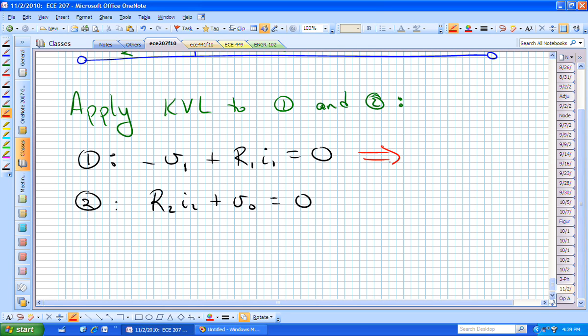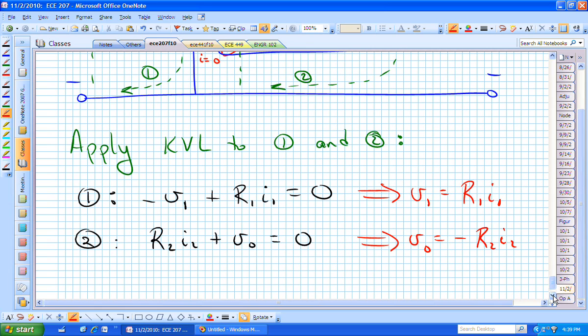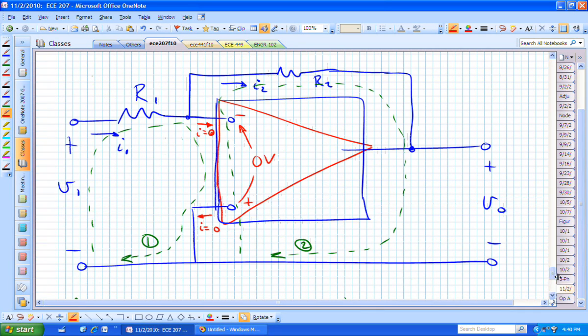You could actually rewrite that. You could say V1 is R sub 1, I sub 1, based on that KVL. And you could say this one is now V naught is minus R sub 2, I sub 2. But what do we know about I1 and I2? I didn't ask for that. So now we're going on. I just wanted you to basically find these two equations. This gives us two relationships for the various variables. But now we can go back to that op amp and look at one more relationship.